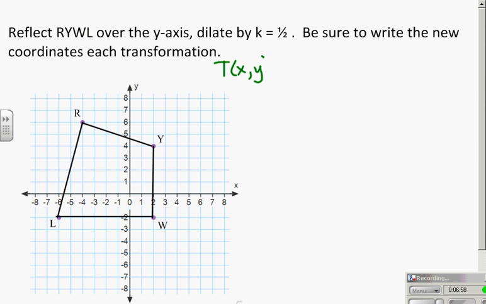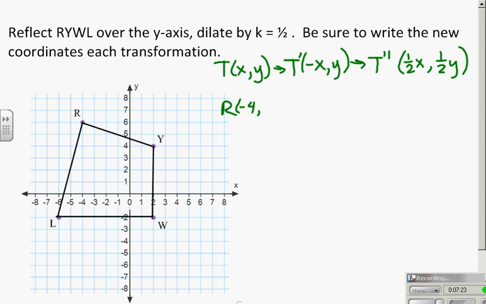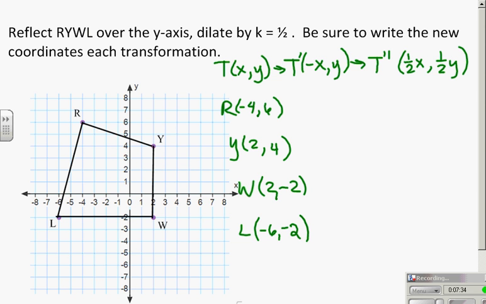So now we're going to switch the order. We're going to start with the same ordered pairs, except this time T prime is going to be (-x, y), and then T double prime is going to be (1/2 x, 1/2 y). And we'll see if we end up in the same place or not. So if we go back to our originals, we have R is at (-4, 6), Y is at (2, 4), W is at (2, -2), and L is at (-6, -2).